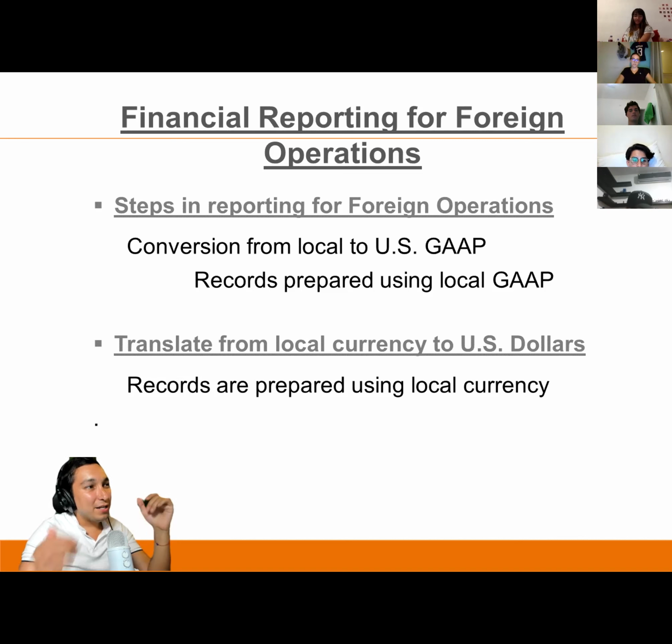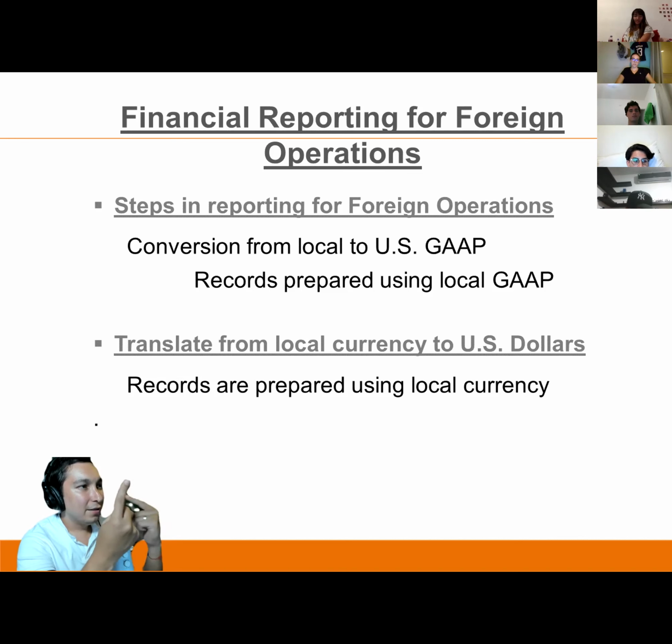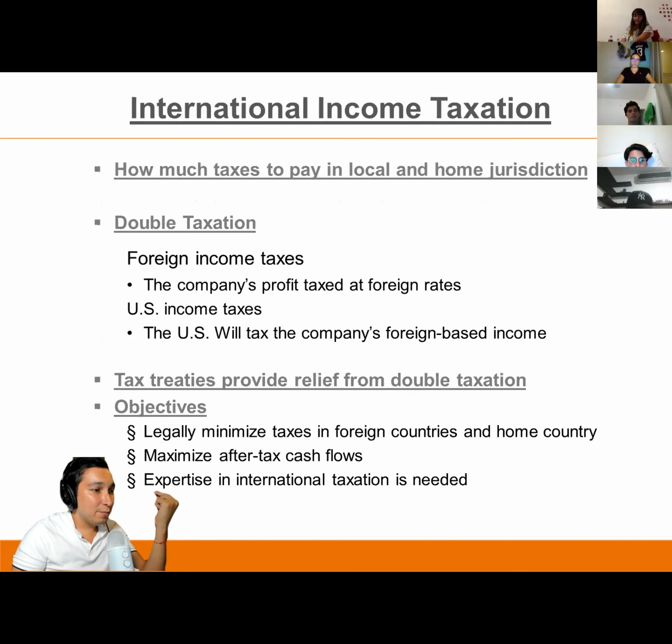Okay, Arturo, you were correct. What you have to take care of is that you have different taxation methodologies, so you would need at least an international tax expert. Expertise in international taxation is needed. International income taxation is how much tax to pay in the local and home jurisdiction, and double taxation treaties, as Arturo just said.